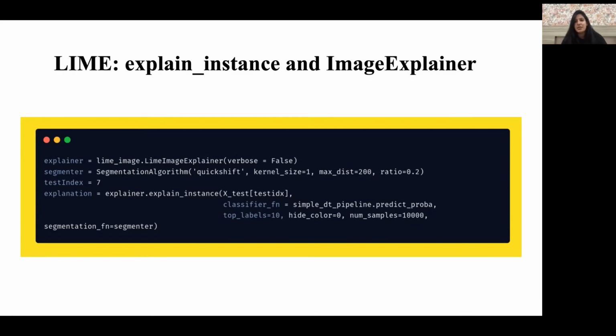Max distance is basically going to decide up to which distance the samples are going to be chosen. Now you choose a random test index based on your test set size, and then with the explainer we just created, we call explain instance, passing that test index from our test set. Simple here is basically the name of our pipeline that we just trained. We have 10 classes here, and the number of samples we want to choose is 10,000. You can actually change it. And this is the segmenter. So these are all the inputs that your explainer needs.